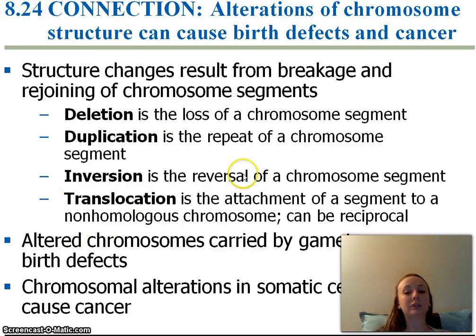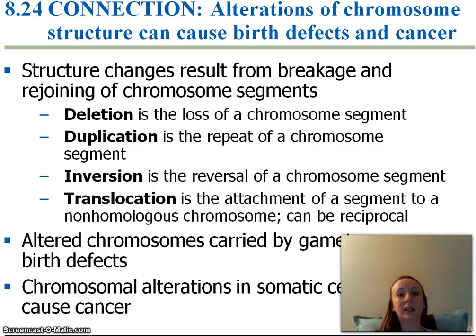Inversion is the reversal of a chromosome segment. So genes that are side by side on different loci might flip-flop and reverse inside the chromosome. Then translocation. This is probably the hardest one to understand. Translocation is when two non-homologous chromosomes will experience crossing over. So remember, when we talk about crossing over in prophase 1, it's always with those homologous chromosomes. So in translocation, they're non-homologous. So they are not supposed to be exchanging genetic information.